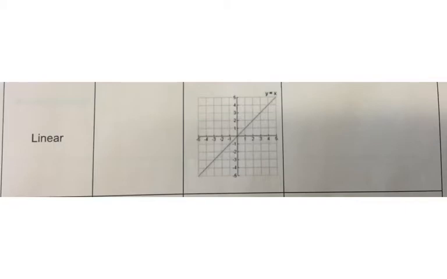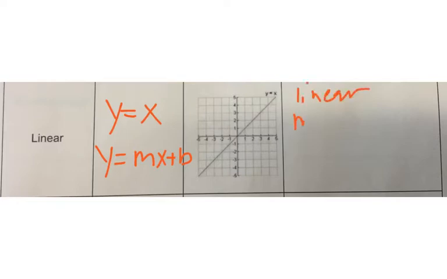Here we have a linear line, and the parent graph is y equals x. Sometimes you might see y equals mx plus b. The characteristics are it is linear. If m is greater than 0 or positive, it is increasing. If m is less than 0 or negative, it is decreasing.